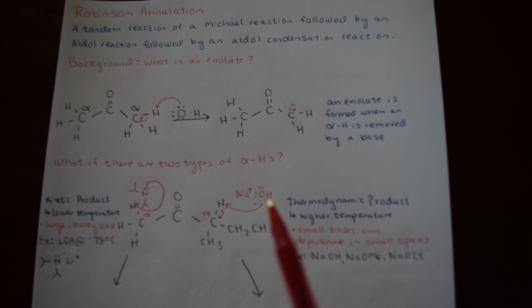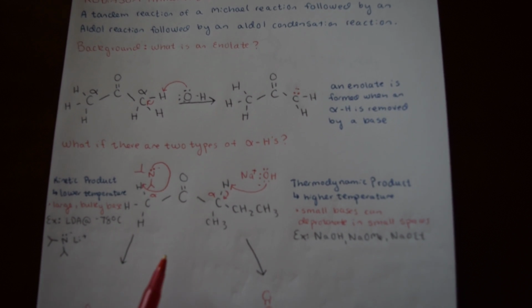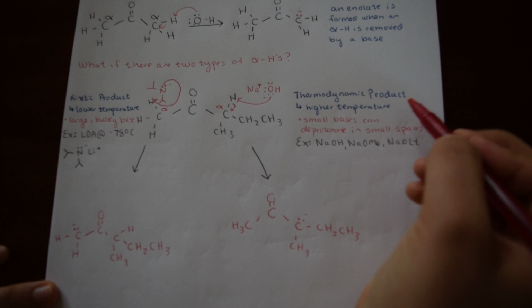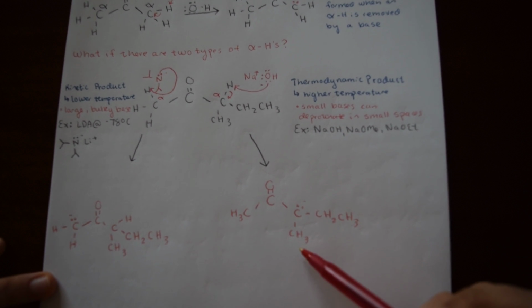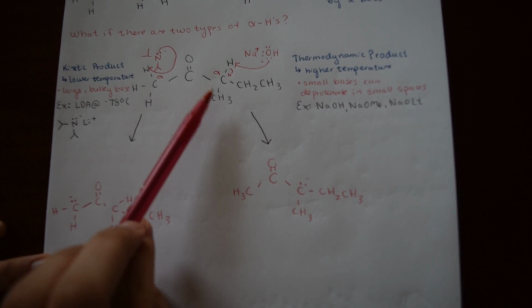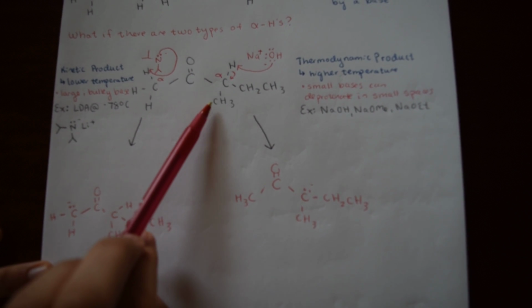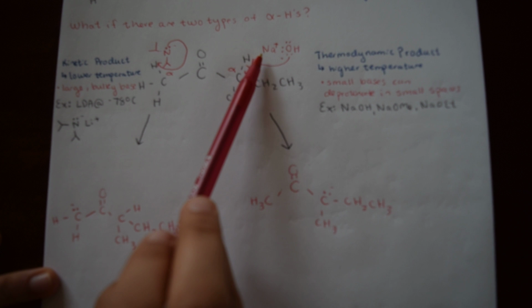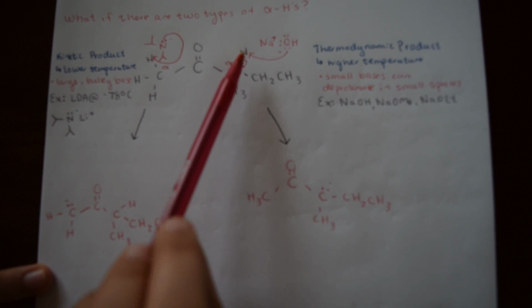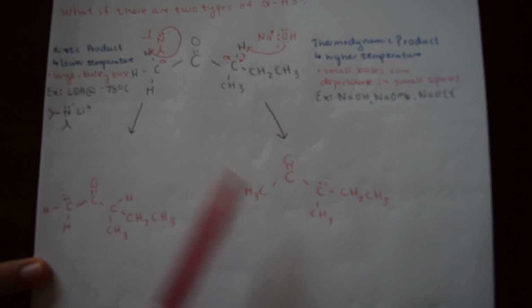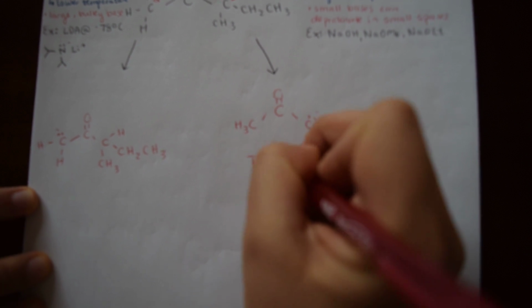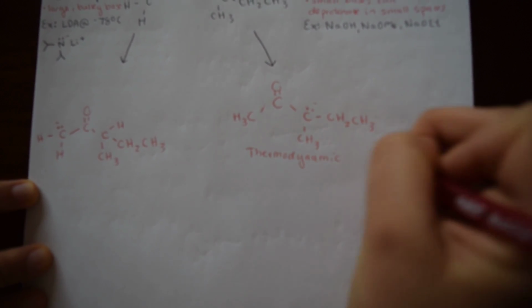Sometimes we run into problems where there are two different types of alpha carbons on our carbonyl compound, and in this case, you're going to have two different enolates formed. Over here, we have our thermodynamic product, and that is formed because we use a small base, since there is a lot of steric hindrance right here because we have other carbons attached to the alpha carbon. The small base, in this case NaOH, is going to come in and take away the alpha hydrogen, and then we're going to get this enolate. This enolate forms at higher temperatures, and it is called the thermodynamic enolate.